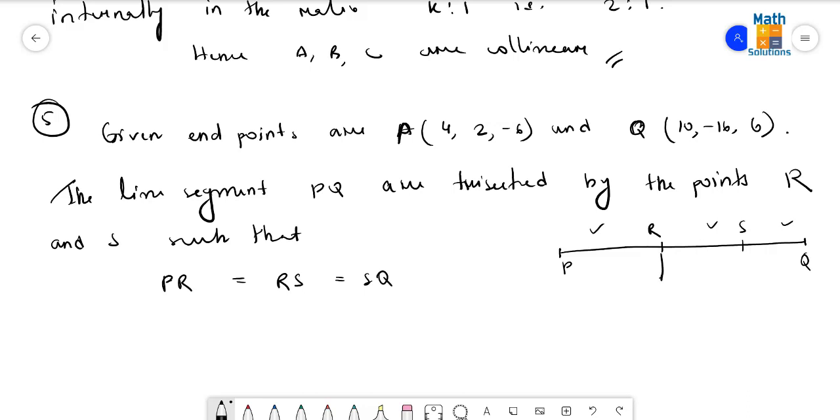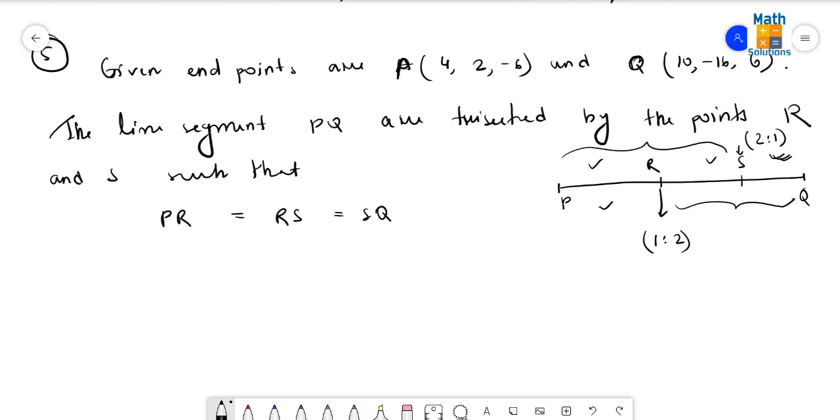Now for the point R, what is the ratio of division? Very clearly it is 1:2 because 1 part and after that 2 parts are there. So the ratio of division at the point R will be 1:2. And for S, what is that? It is of course 2:1. Why so? Because in front of S there are 2 parts and after S there is 1 part. So with these ratios we have to determine the coordinates of the points of trisection.